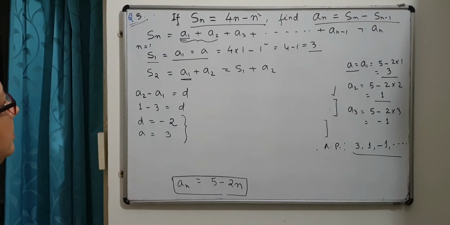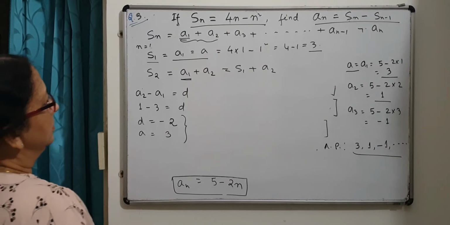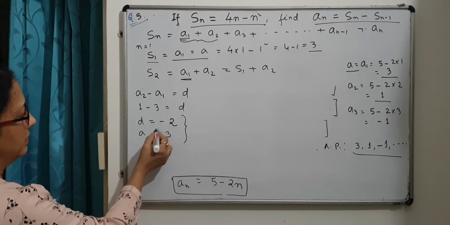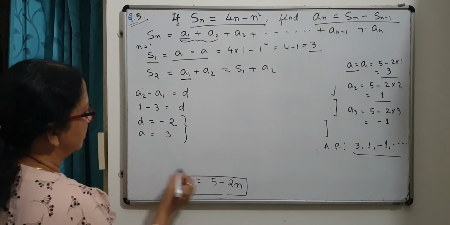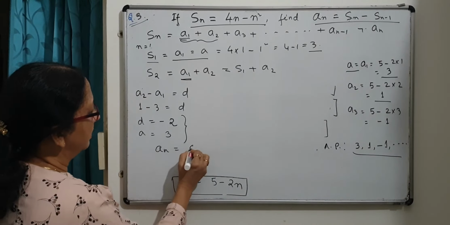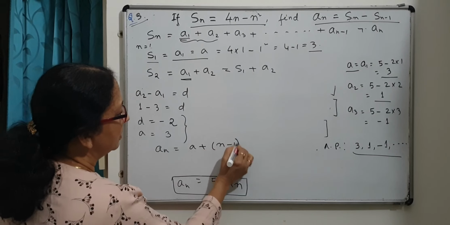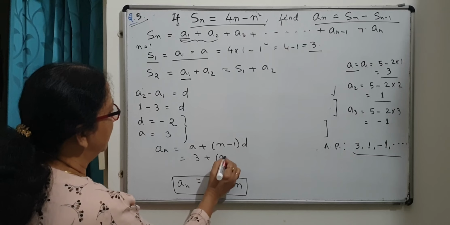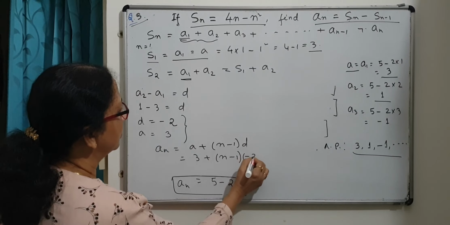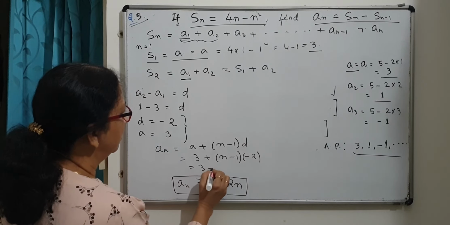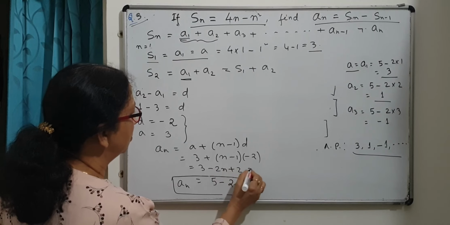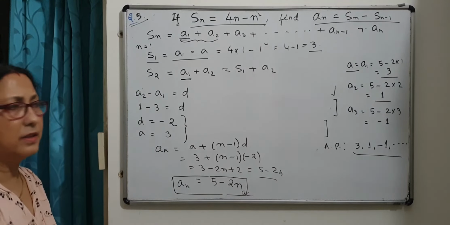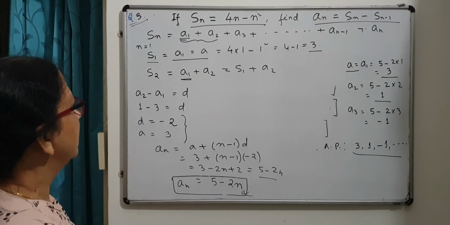So the other way, in this way you can do it. When I know A and D, I know An, because the formula is An equal to A plus n minus 1 into D. So A I got to be 3, plus n minus 1, and D came out to be minus 2. So 3 minus 2n plus 2. So it is 5 minus 2n. So the same I got. So this is another way of getting these things.